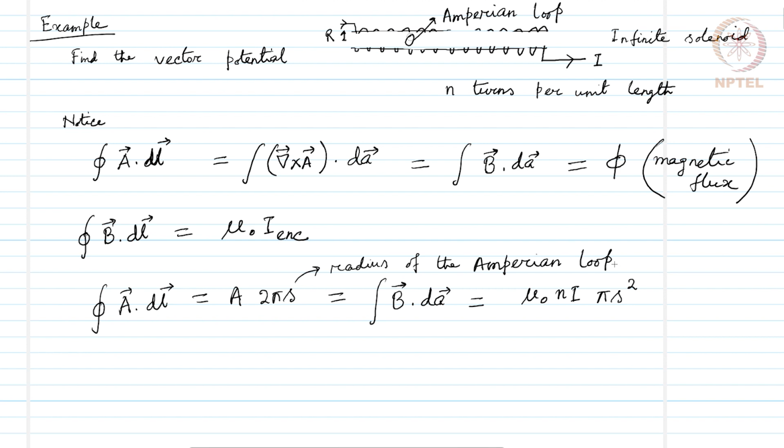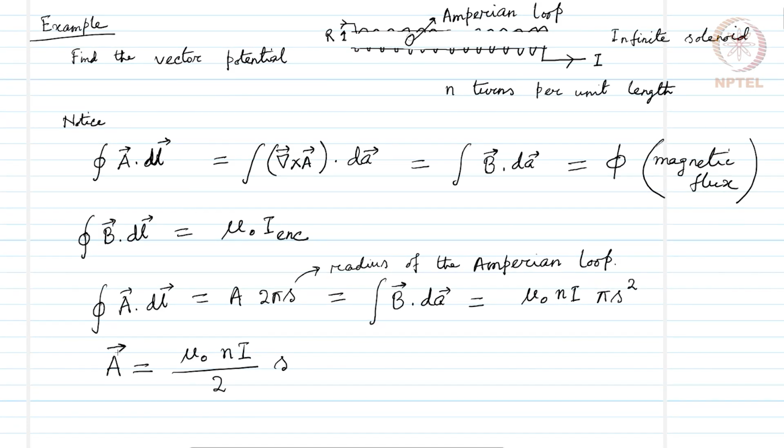Once we have obtained this, finding out the vector potential is not that difficult. We can write down the vector potential equals mu naught n I over 2 multiplied by s. This would be the magnitude of the vector potential, and we have to also find the direction, but what we are talking about is inside this solenoid. We did not go outside yet. So, what would be the direction of this vector potential?